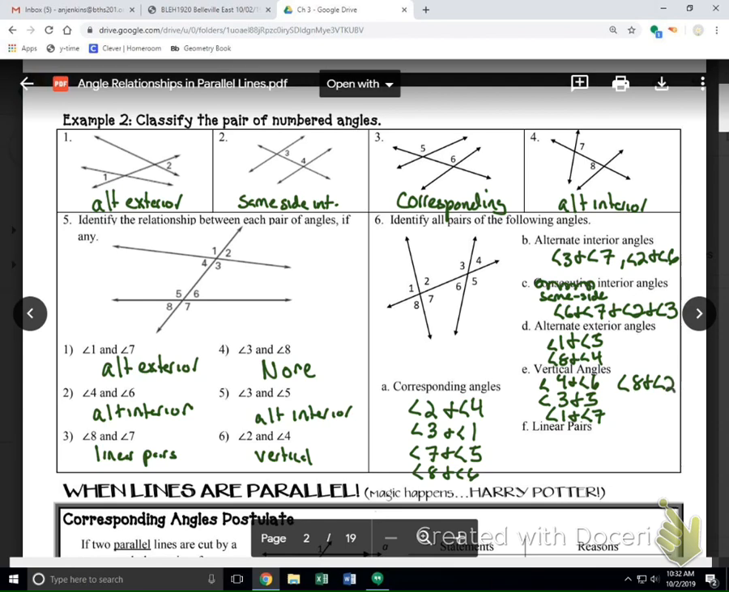Does anybody want to give me all of the linear pairs? Okay, Taylor? 1 and 8. 1 and 2. 2 and 7. 7 and 8. 3 and 4. 3 and 6. 4 and 5. 5 and 6. Nice job.